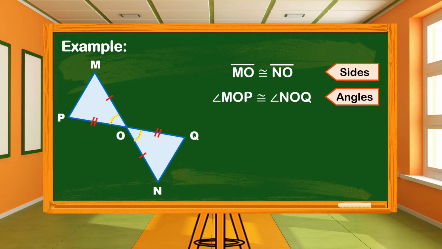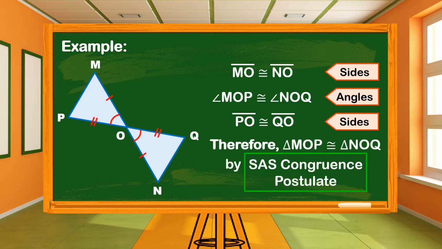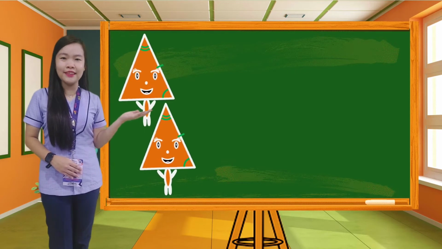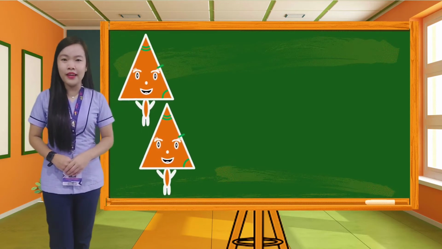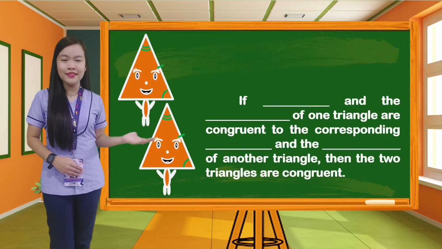And lastly, we have line segment PO is congruent to line segment QO, since they are also marked identically in the figure. Therefore, triangle MOP is congruent to triangle NOQ by SAS congruence postulate. Next, let us proceed to the ASA twins. Based from their marks that are identical, will you complete this statement?